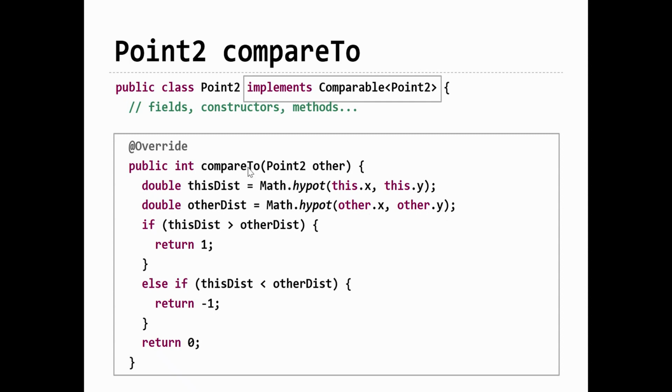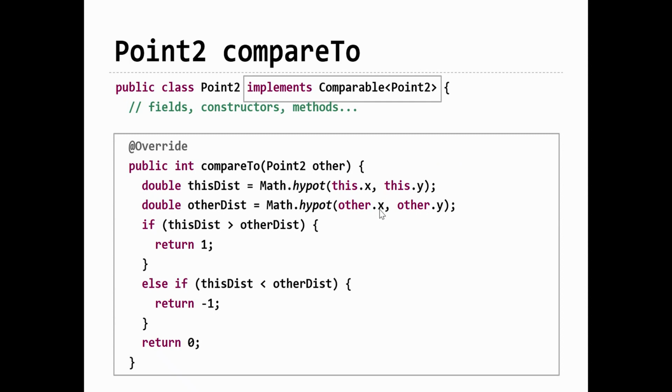Now remember, when you're implementing this method, you're inside the point2 class. So you can always write this x and this y because you have access to the fields x and y. You're also allowed to write other x and other y because other is a point2 object. So you're allowed to access its fields even though they're private because you're inside the point2 class.